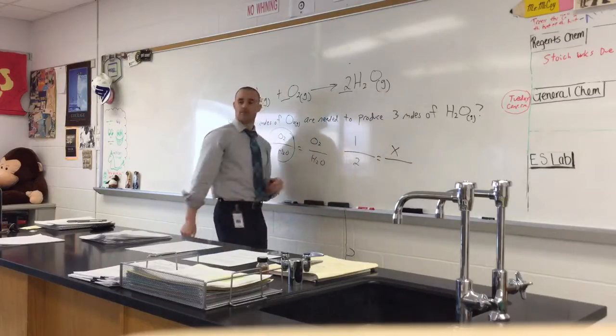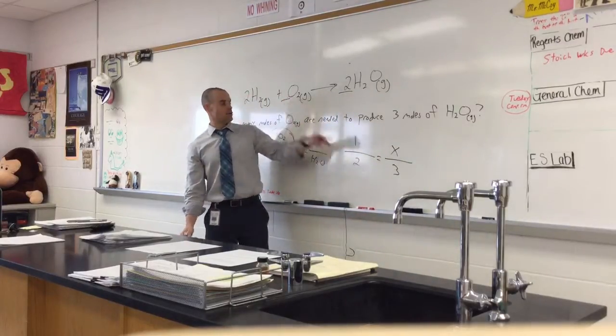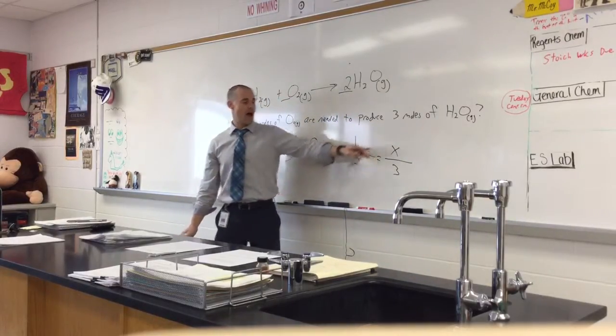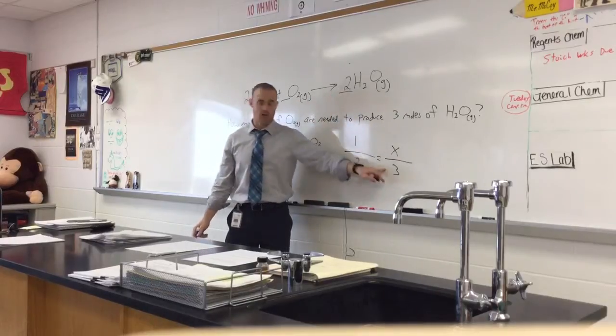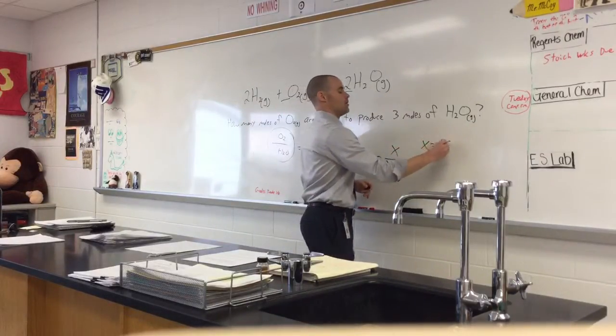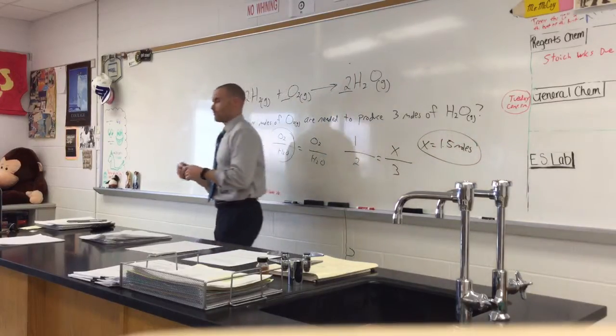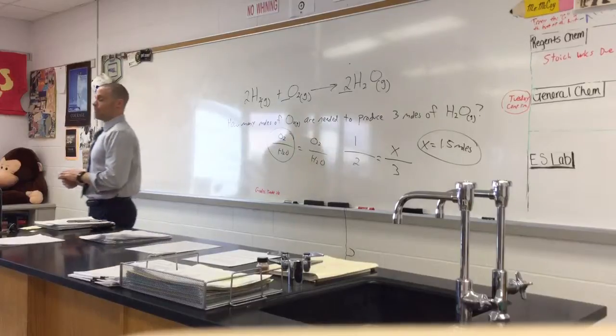Where did it have 2? 3, very good. So, if 1 mole of oxygen produces 2 moles of water, how many moles of oxygen produce 3? Cross multiply. 1.5 moles is the answer. 1.5. I hope that made some sense.